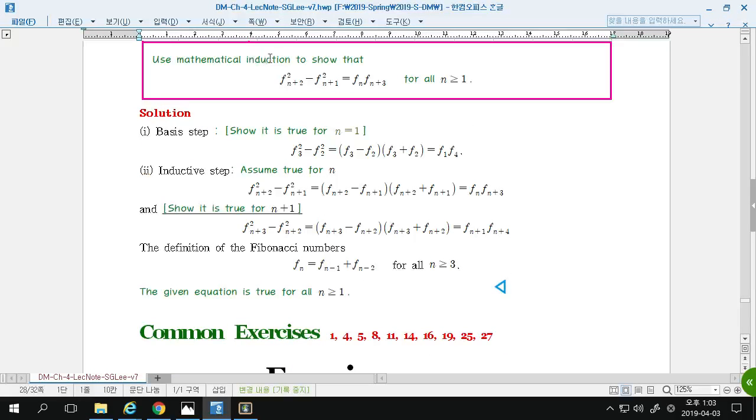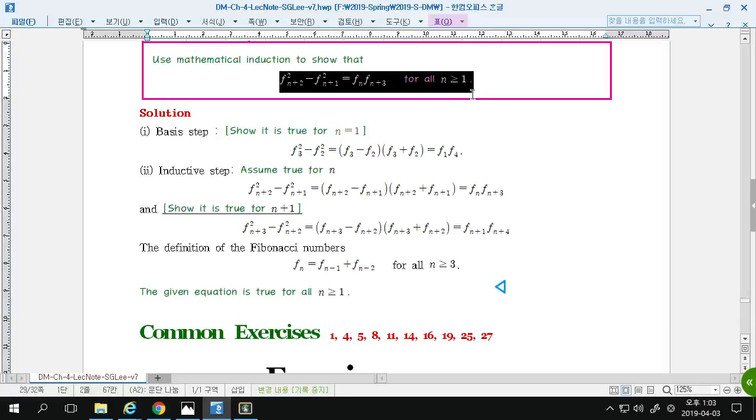We use mathematical induction to show that Fibonacci sequence satisfies these relations. How do we show this? When we want to show the equality for all positive integers, we can use the math induction. So we want to show this by math induction.